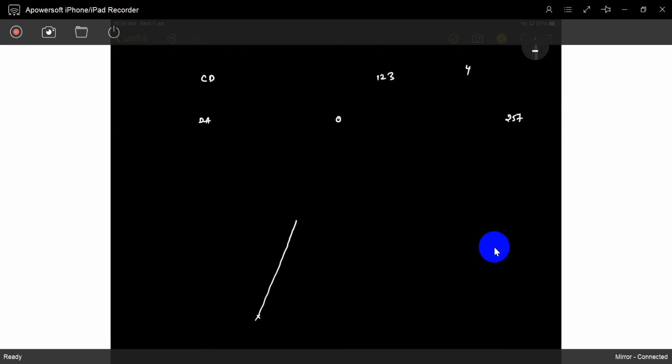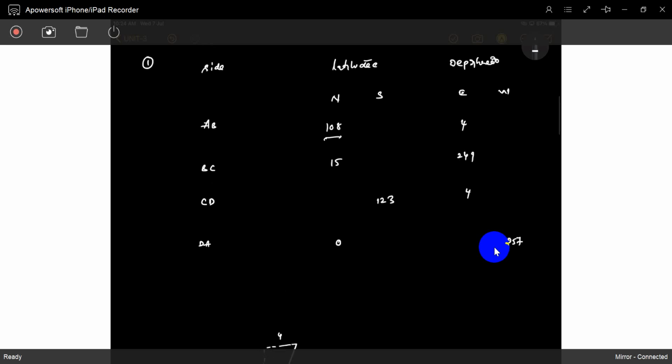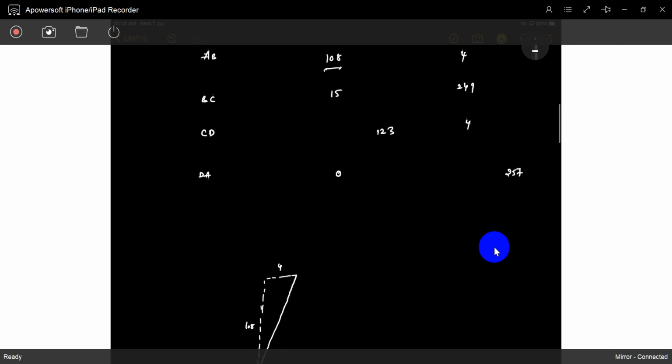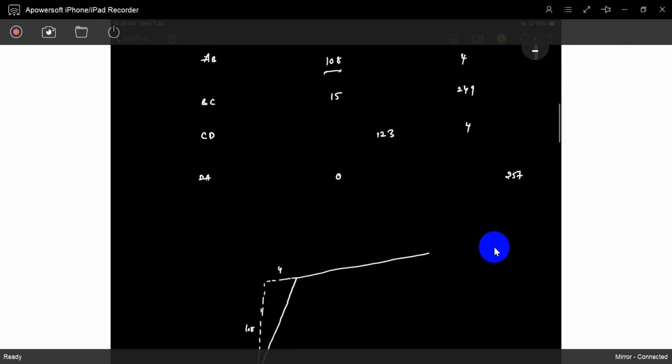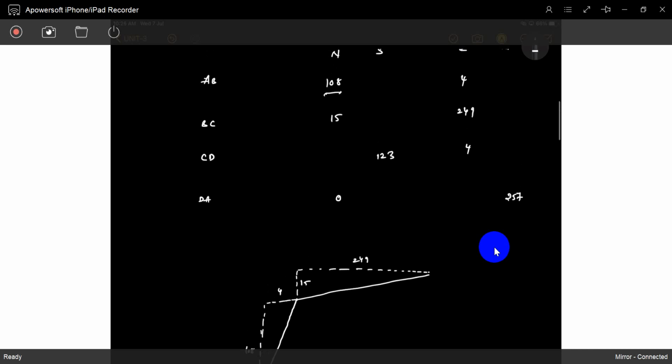So this is 108, this is 4. Sample diagram. Yesterday we already drew it. Next, BC latitude is 15, again north, and departure is 249. So that will come. Understood? It is northwise now. We already know latitudes and departures. This is 15, and 249 departure eastwise.